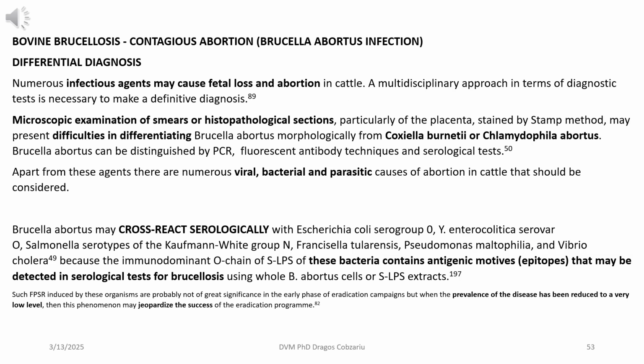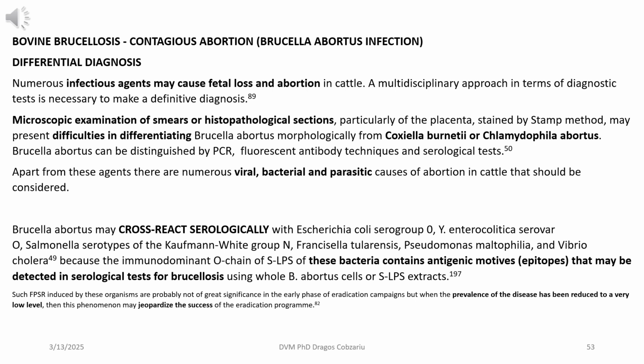Differential diagnosis. Numerous infectious agents may cause fetal loss and abortion in cattle. A multidisciplinary approach in terms of diagnostic tests is necessary to make a definitive diagnosis. Microscopic examination of smears or histopathological sections, particularly of the placenta, stained by the Stamp method, may present difficulties in differentiating Brucella abortus morphologically from Coxiella burnetii or Chlamydophila abortus. Brucella abortus can be distinguished by PCR, fluorescent antibody techniques and serological tests. Apart from these agents, there are numerous viral, bacterial and parasitic causes of abortion in cattle that should be considered.